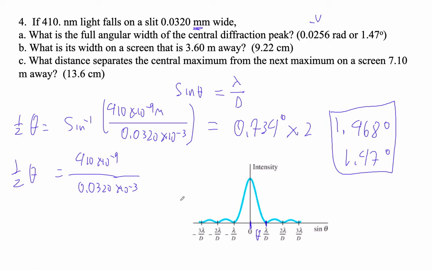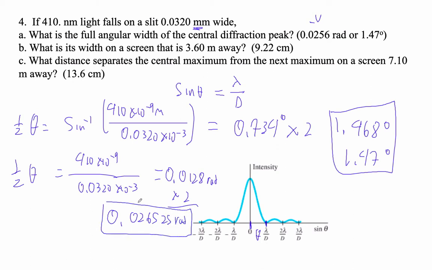So 410 times 10 to the minus ninth divided by 0.032 times 10 to the minus third. And indeed, I get that half the angle is 0.0128 radians, times 2 gives us 0.026525 radians. All right. What is the width on a screen that is 3.6 meters away?